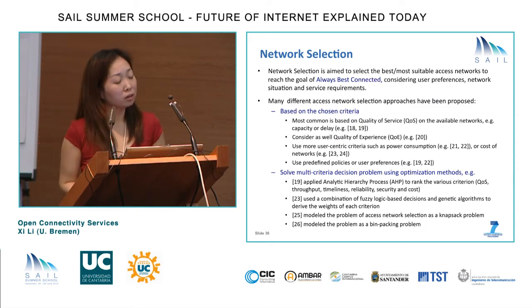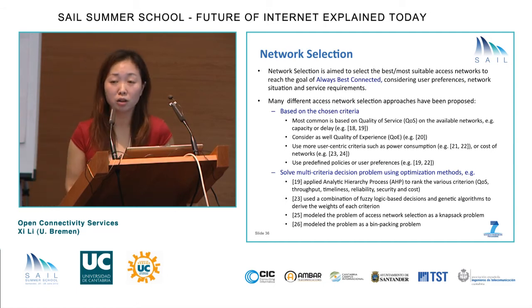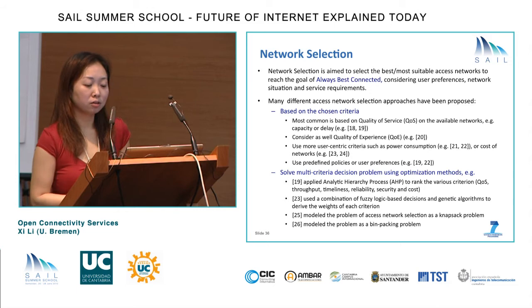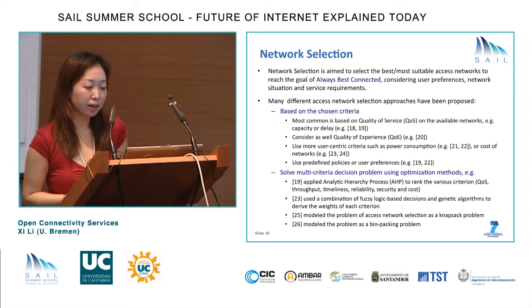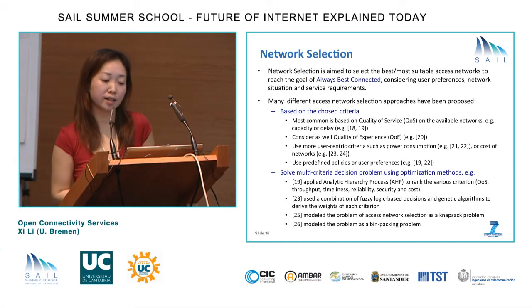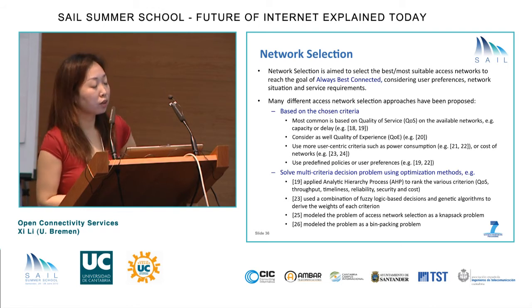Okay, so now we know about mobility management, we know about the multi-homing technology, and now how do we do the network selection? Network selection has also been studied extensively, which is aiming to select the best access network in order to satisfy the objective of always best connected for the user. And there have been different studies made in this area.